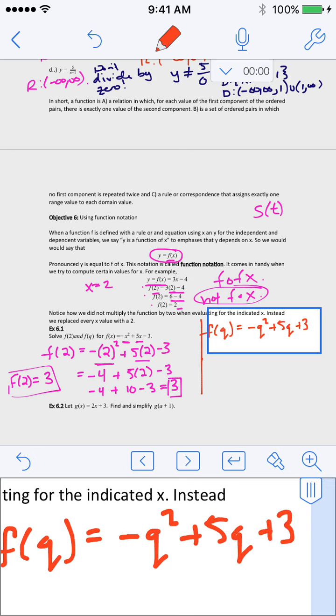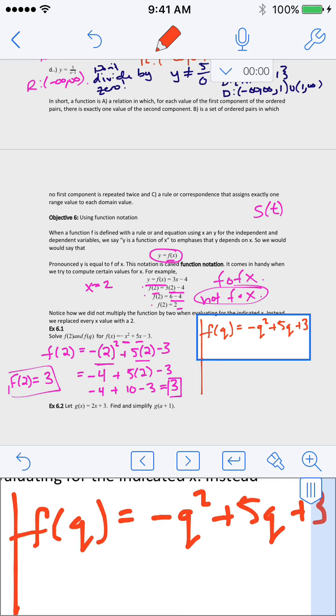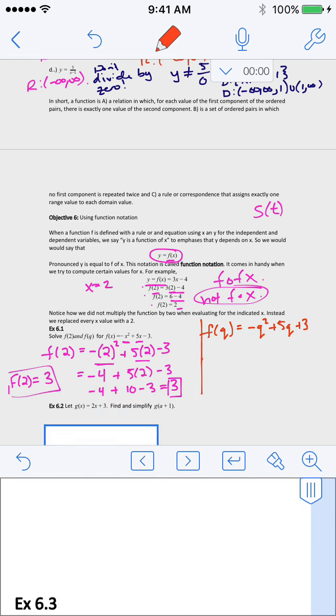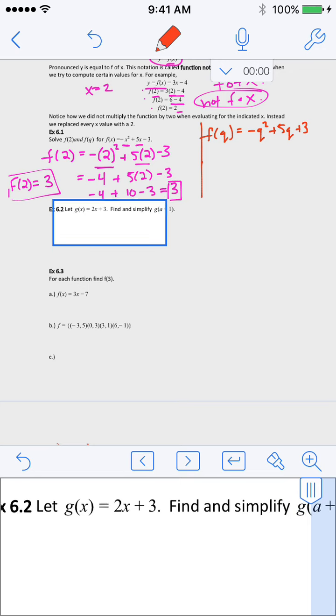Now let's double check we can't simplify anything. Okay, we've got a q squared, a q, and a constant. We cannot simplify anything. So it's not very helpful, but it's just showing you that you can interchange any variable you want, right? You can plug in anything. The same process works for variables. Let's talk about one other instance in example 6.2. And then I'm going to let you guys try a few on your own.